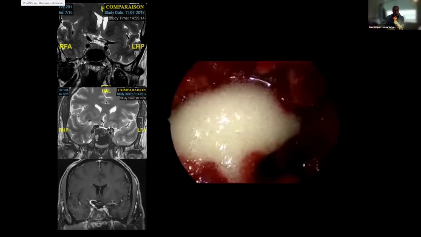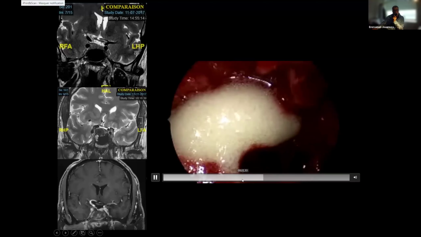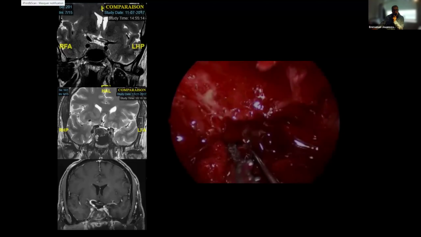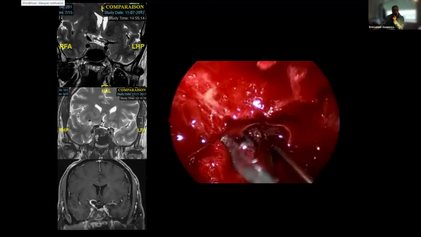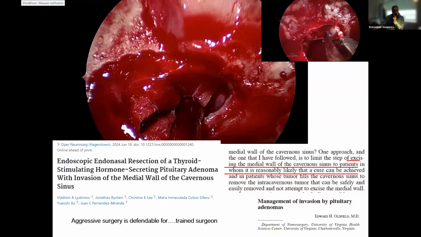You remove the tumor, and if there is some invasion of the medial wall of the cavernous sinus, you will see there is medical treatment and others also. So sometimes it's not so easy.